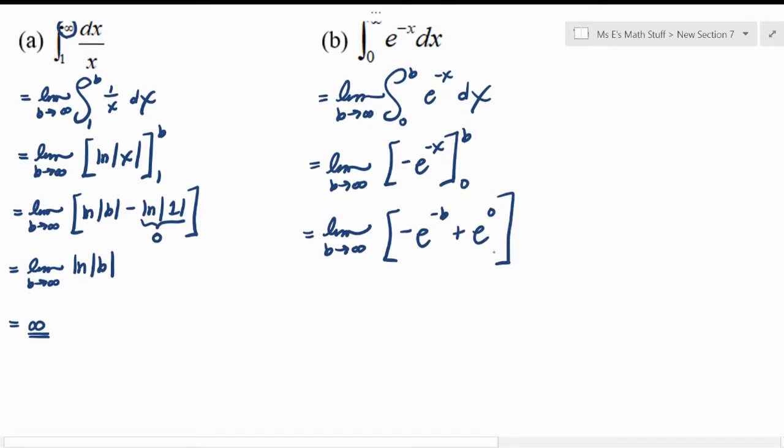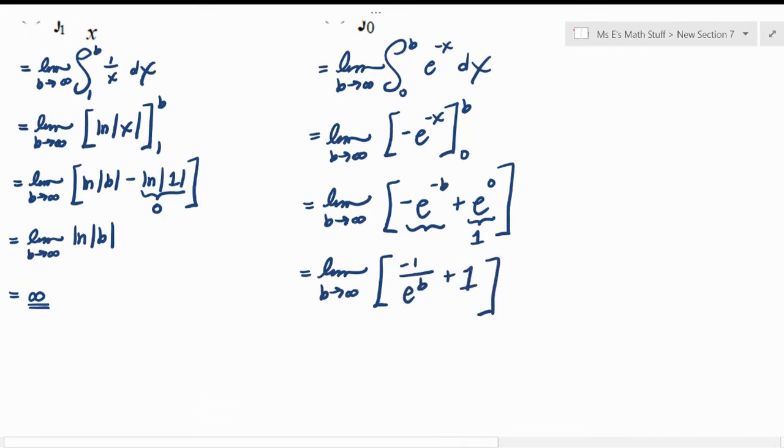There we go. e to the 0, my friends, is 1. And so we'd be left with the limit as b approaches infinity. And then it's up to you how you want to finish this out. I personally like to rewrite this first part as maybe negative 1 over e to the positive b. Totally up to you how you finish this out.